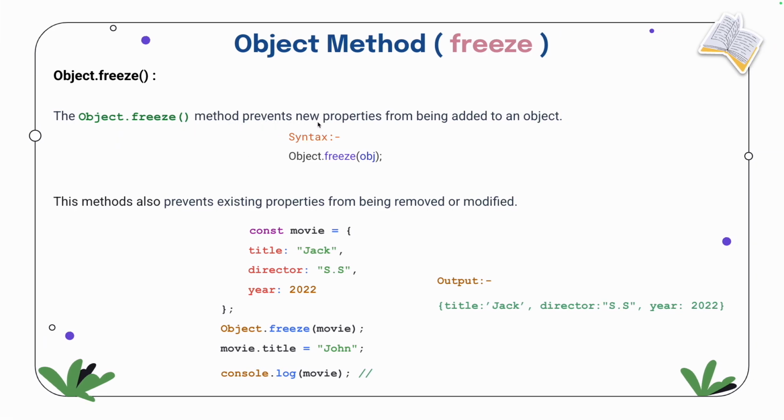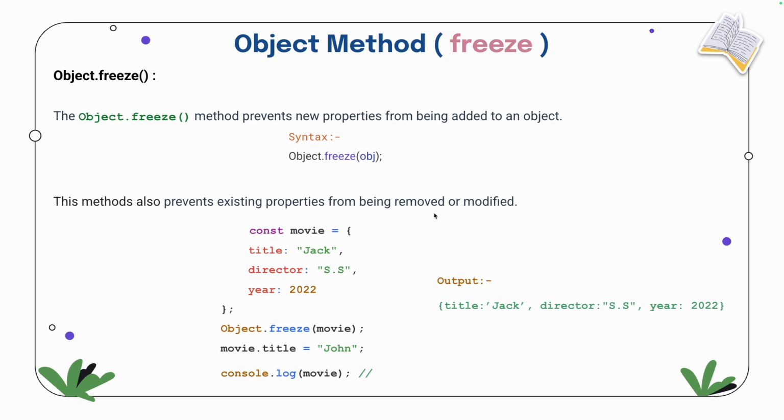This method prevents new properties from being added to the object. This method also prevents existing properties from being removed or modified. So neither can we add any new property, nor can we modify the value, nor can we remove the value.